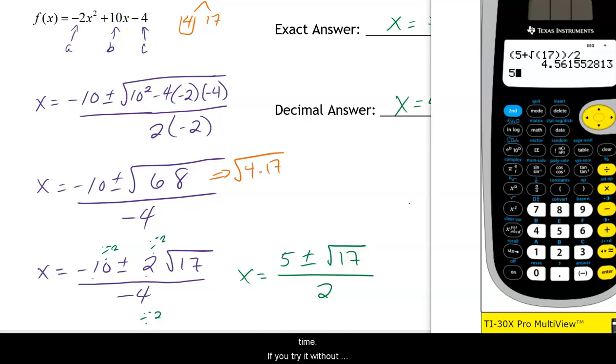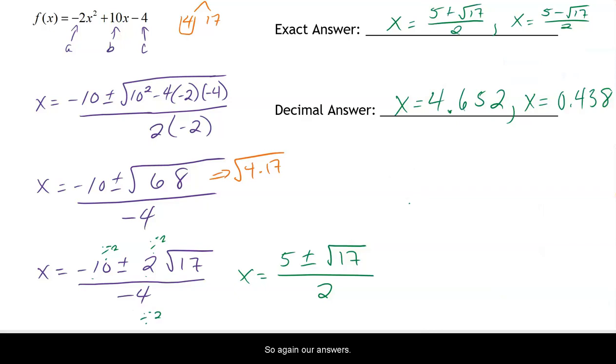If you try it without parentheses, if I just did 5 plus square root 17 divided by 2, I'm going to get a completely different answer. That's because your calculator is following order of operations and is dividing before it adds. So those parentheses are very important, which is why I recommend you do it in 2 steps instead of trying to do it in 1 step.